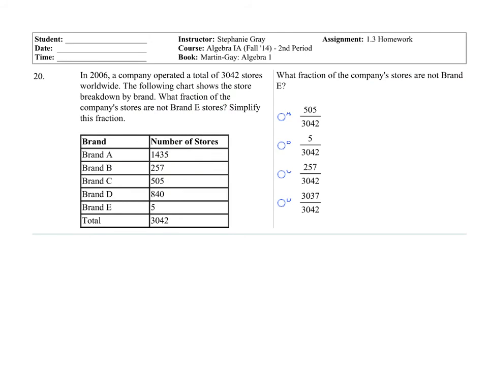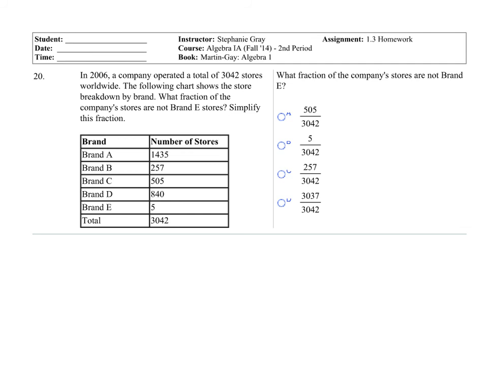The last problem I want to look at is number 20. Number 20 says, in 2006, a company operated a total of 3,042 stores worldwide. The following chart shows the store breakdown by brand. What fraction of the company's stores are not Brand E stores? Simplify the fraction. So in this case, we first need to make fractions out of each brand of store. To make a fraction, I always want the part out of the total.